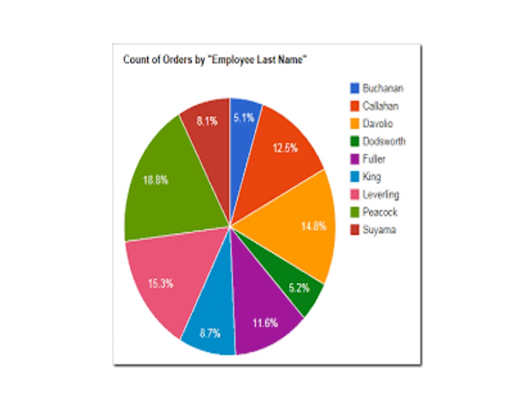So, this is the example for the pie chart. This depicts the count of orders by employee last name. Each and every slice gives the proportion to the whole. Here you can see this orange color depicts 14.8%, and then 5.2%. According to the percentage, the size will vary.